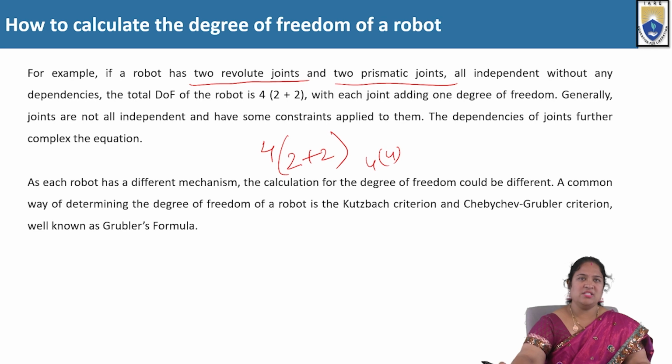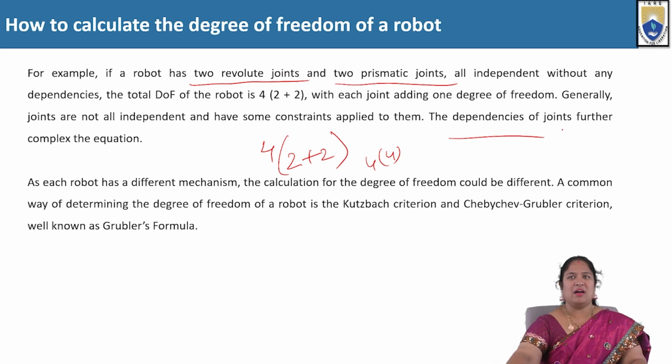Right? The joints, or whatever joints we're having, will not all be independent, and some will have constraints applied to them. So dependency of the joints further complicates the equation. When dependency occurs in the joints, there will be some complexity involved in that particular equation.